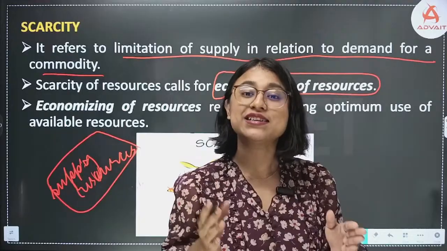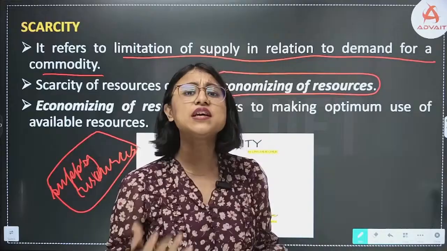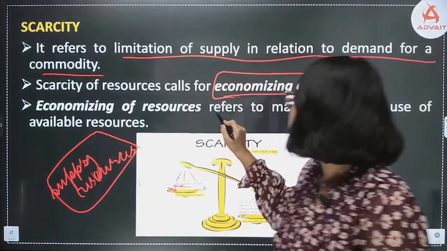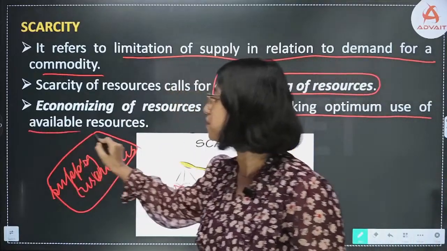By a concept called economization of resources. What is economizing of resources? It refers to making optimum use of available resources.